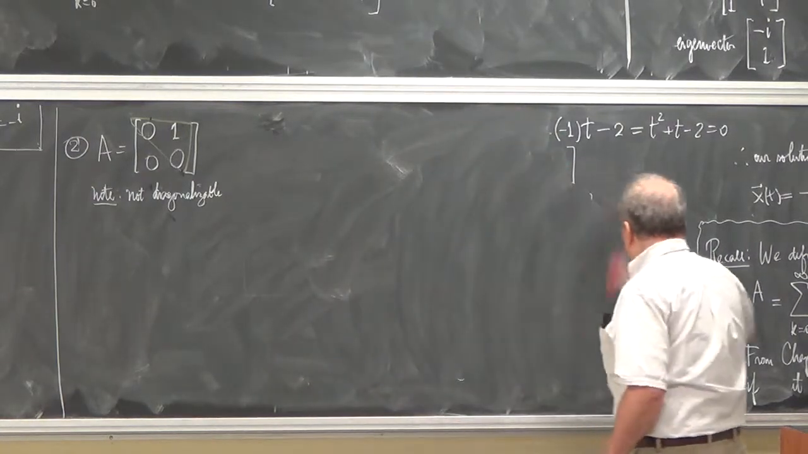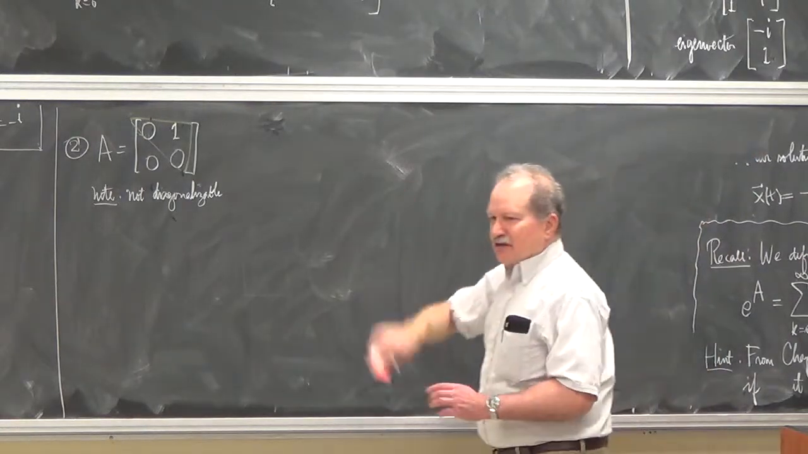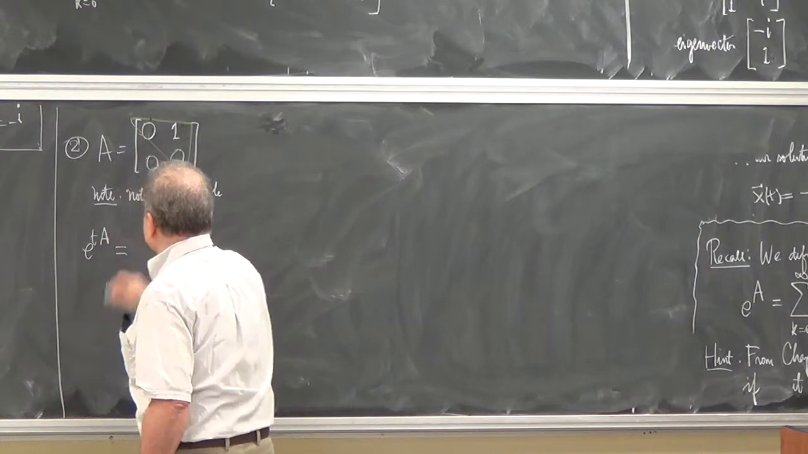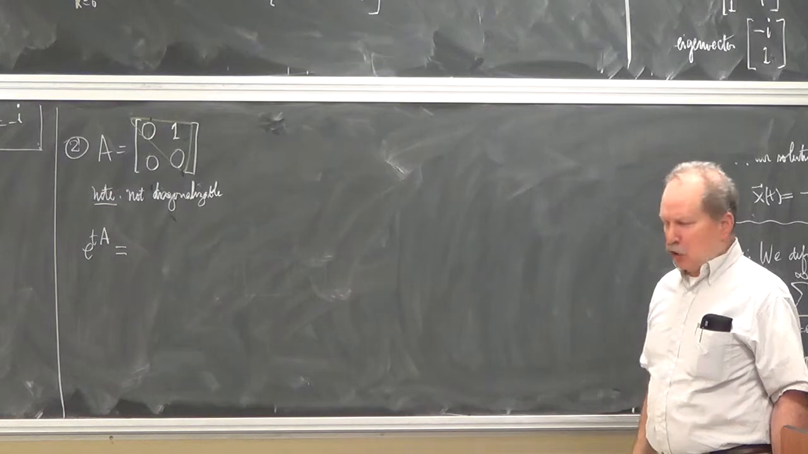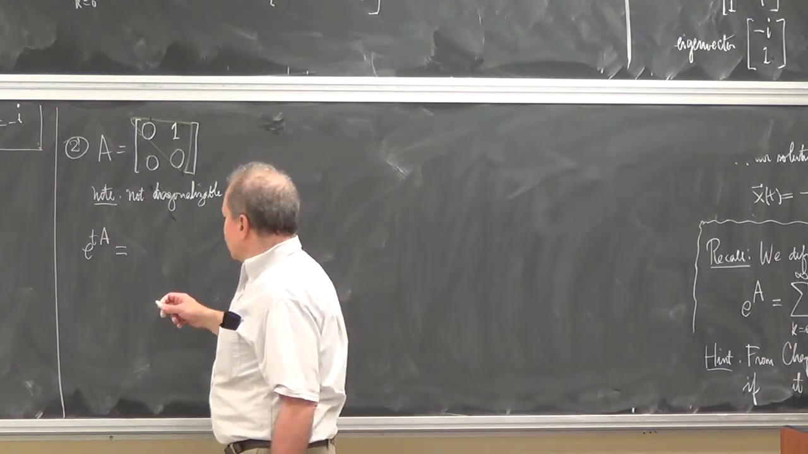So therefore the 0 matrix is the only possible diagonal thing you could have, and that isn't the 0 matrix. So what is e to the TA this time? It's just 0. No, it's not. Maybe there's some nice formula for powers of A.